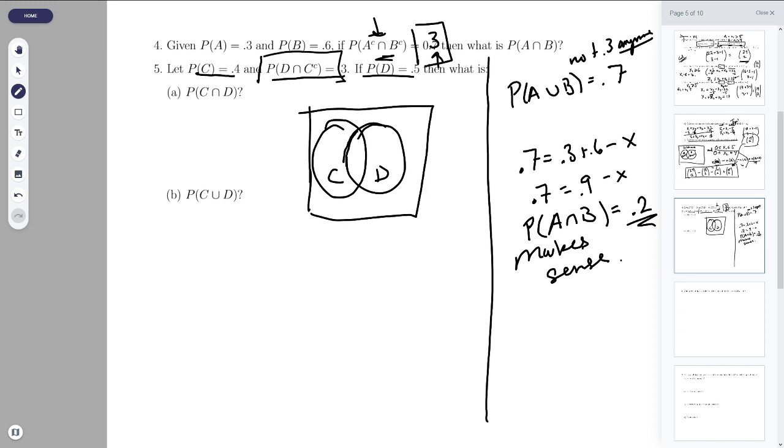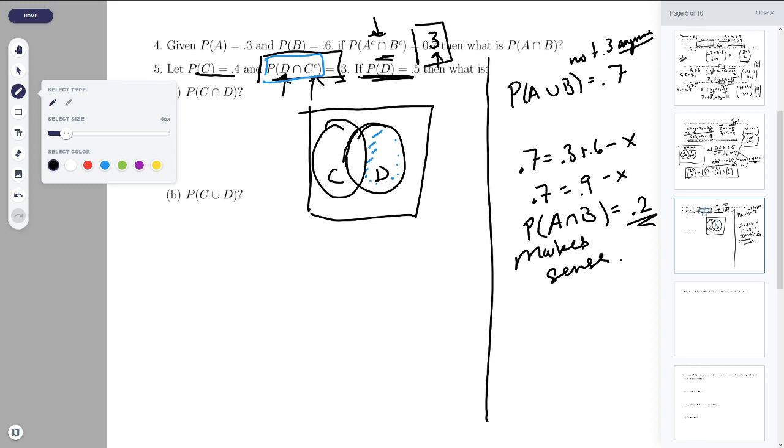This one is saying the probability of D is 1/2, and then what is this thing telling us? The probability of D intersection C complement. So it's the part of D that does not include C. So it's actually this part. Given that fact, we know that this part here is 0.3, and we know this total thing is 0.5 because I set it here. So this intersection here is going to be 0.2.